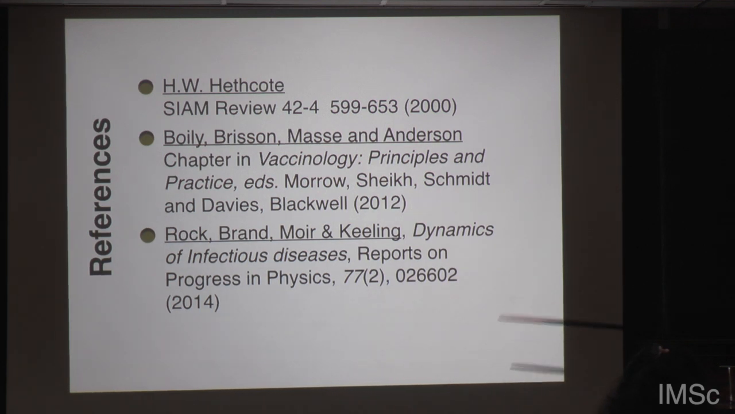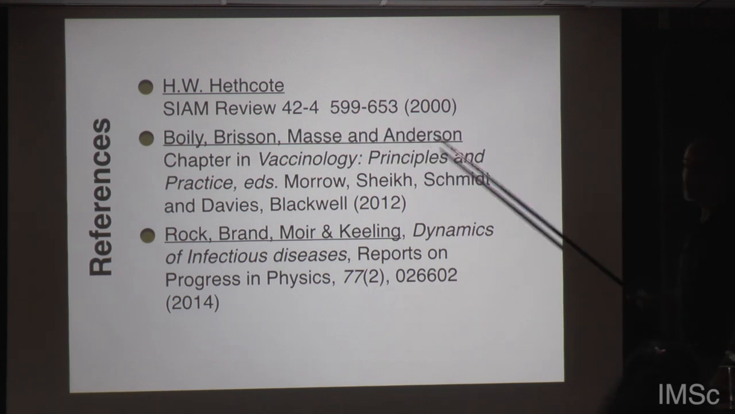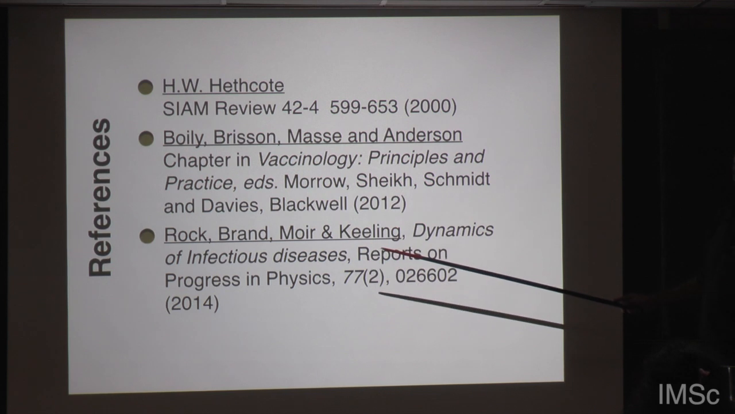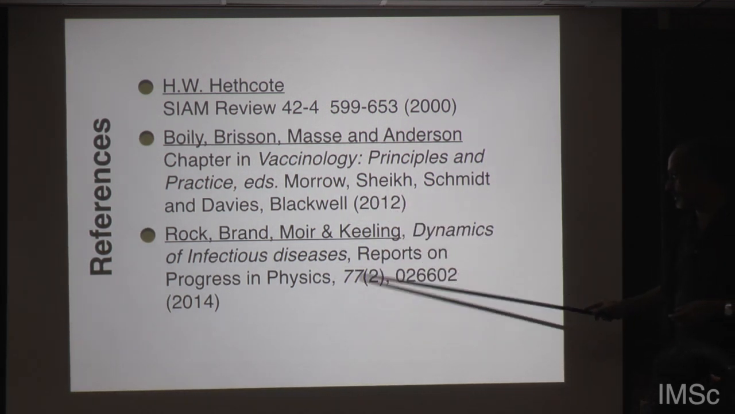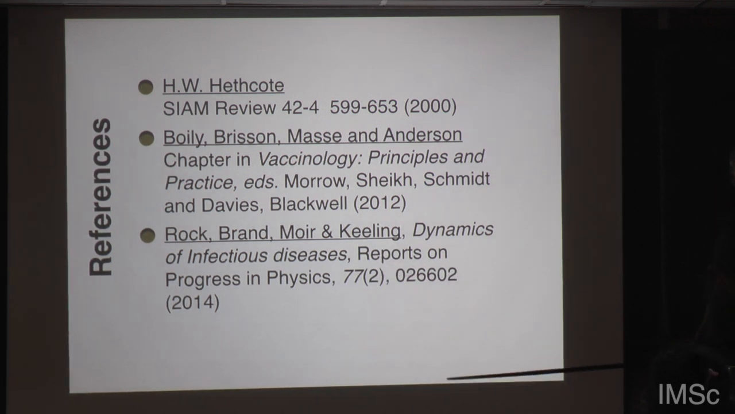If you want a little more mathematical treatment, the SIAM Review article of Hethcote from 2000 is a very standard reference that does things at a somewhat more mathematical level than I will deal with here. This is a book that really deals with vaccines and how to determine the efficiency of vaccines. This is a nice review article in Reports on Progress in Physics. This is a fairly recent one that again covers much of the ground that I will cover.